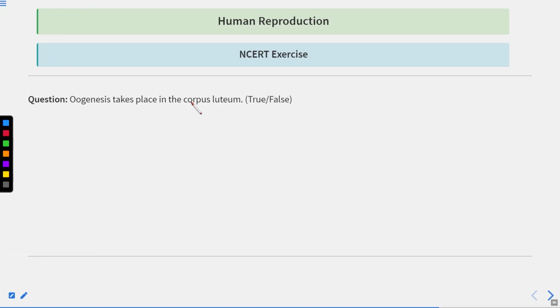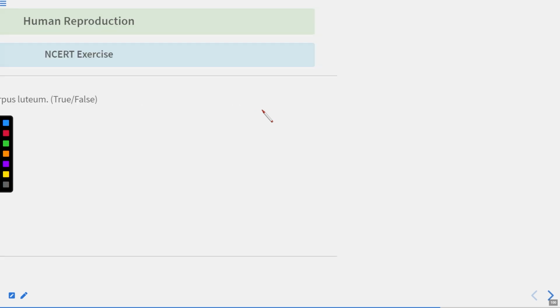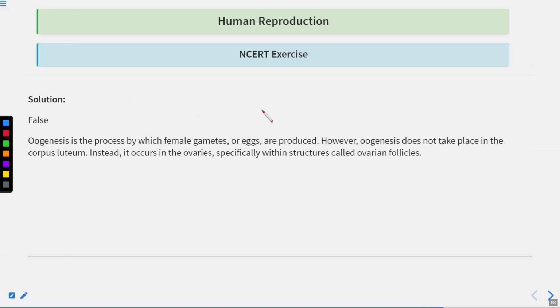Now, next: oogenesis takes place in the corpus luteum. Is this true or false? Obviously this is false, because oogenesis is the process by which female gametes, or the eggs, are produced, and these are produced in the ovaries. However, oogenesis does not take place in the corpus luteum. Instead, it occurs in the ovaries, especially within the structures known as the ovarian follicles.